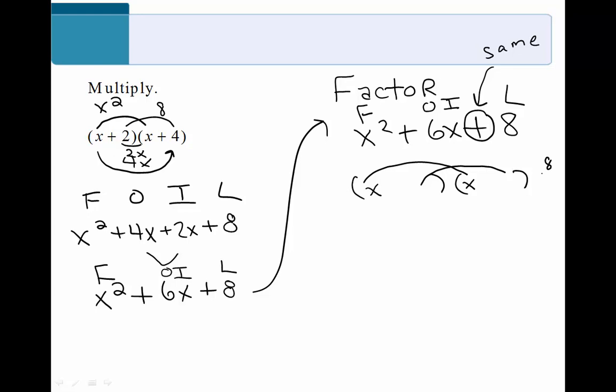So let's determine the possibilities it could be. Let's list our factors of 8. Well, we know 1 multiplied by 8 is 8. And we know 2 multiplied by 4 is 8.